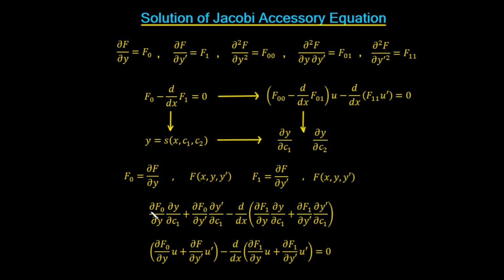So we're going to have our partial f0 by partial y times our partial y by partial c1, and then we're going to have our partial f0 by partial y derivative times partial y derivative by partial c1. So that's just our chain rule for our differentiation. And then we're going to have the second part here, which is our minus d by dx, and again we're going to use the chain rule. So we're going to have partial f1 by partial y times partial y by partial c1, partial f1 by partial y derivative times partial y derivative by partial c1.